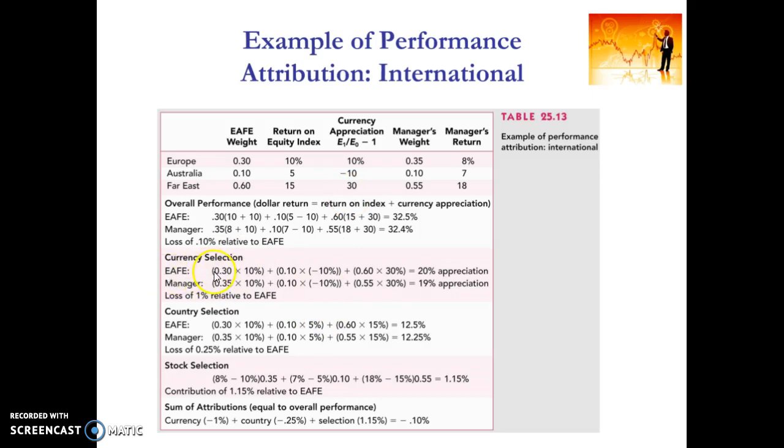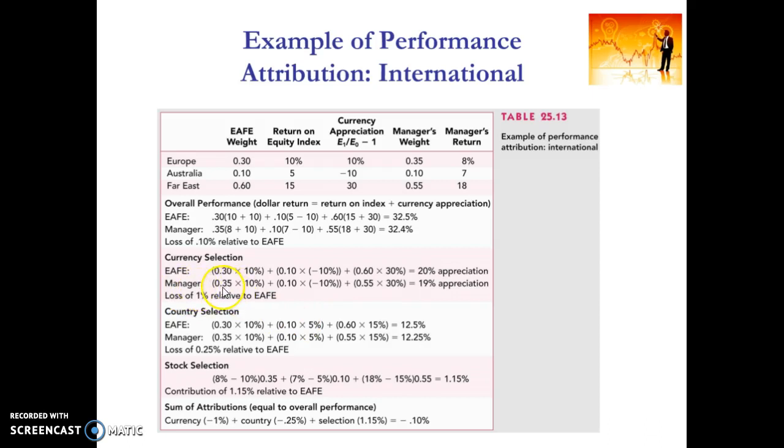Let's show that. So the benchmark had 30% in Europe, where the currency appreciated by 10%. The benchmark also had 10% in Australia, where the currency depreciated by 10%. And the benchmark had 60% in Asia, where the currency appreciated by 30%. So the gain in the portfolio due to currency risk was a 20% appreciation, because on average, these foreign currencies appreciated against the US dollar.